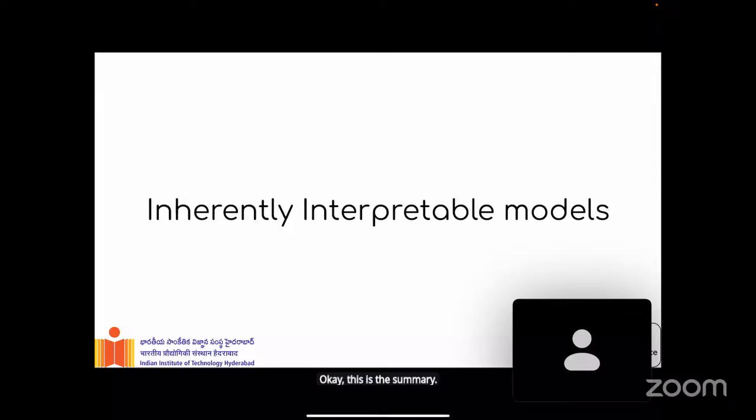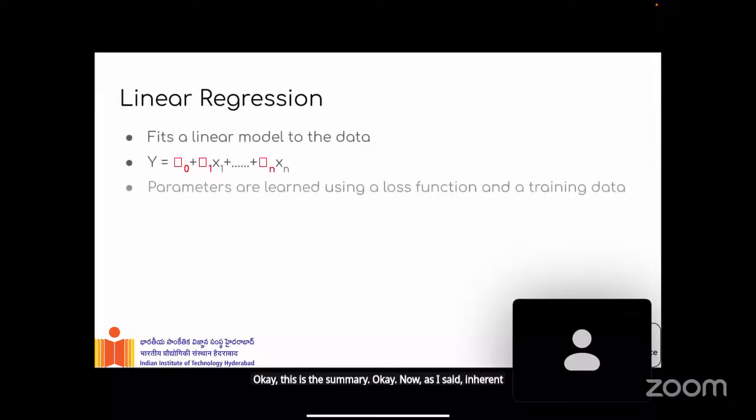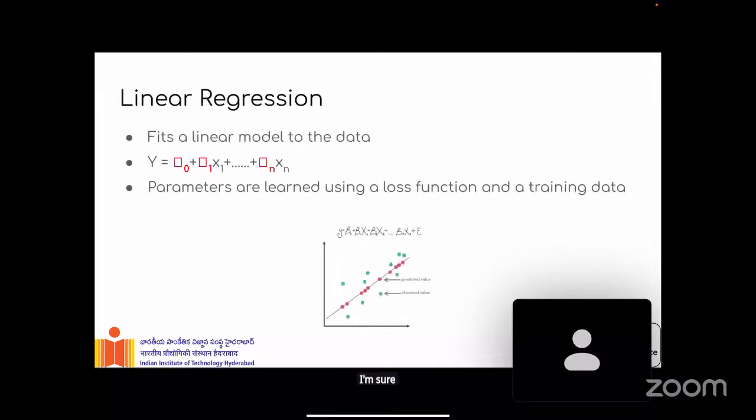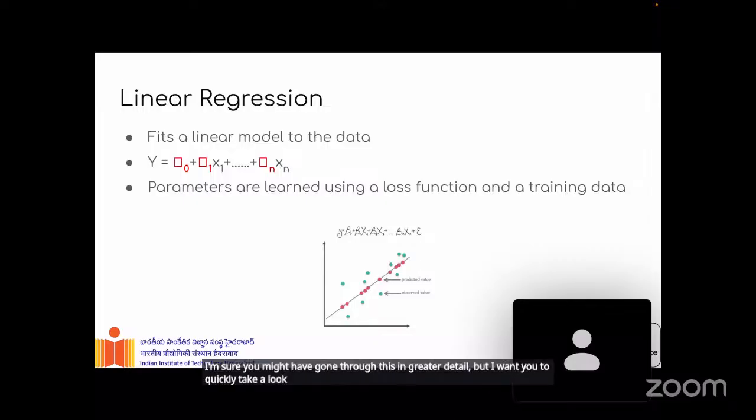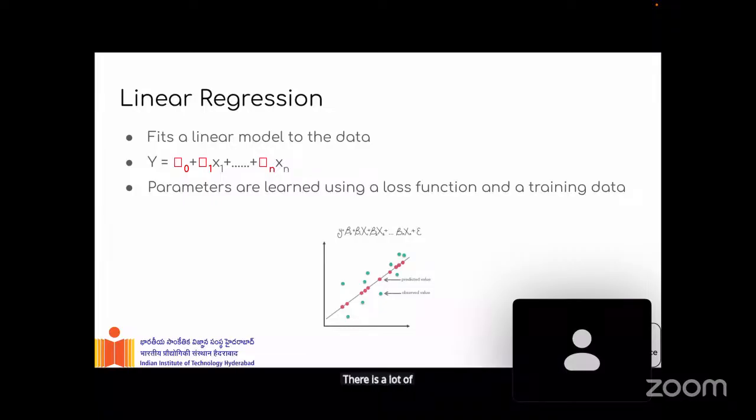Now, as I said, inherently explainable models. I'm sure you might have gone through this in greater detail, but I want you to quickly take a look at them from the explainability perspective. There is a lot of optimization involved in getting these parameters learned, but I want you to revisit all these algorithms from the explainability perspective.